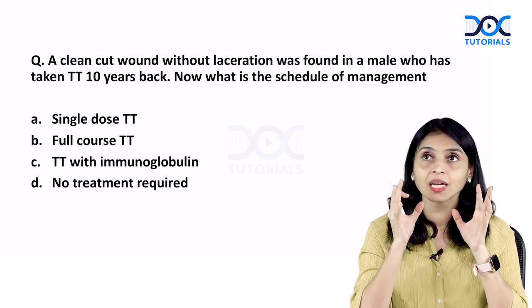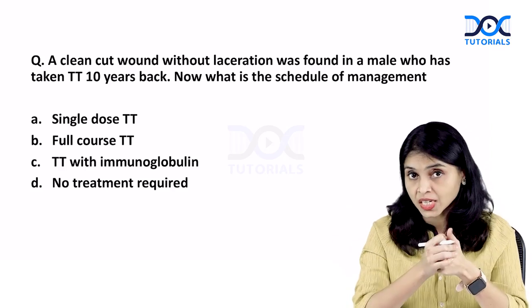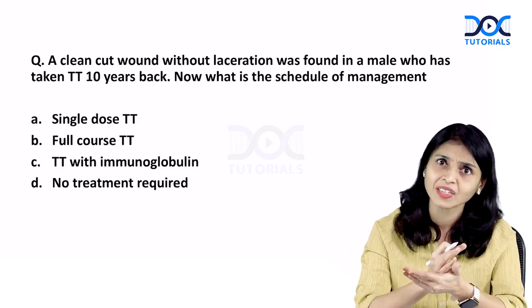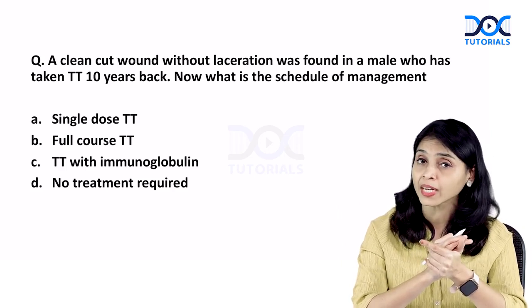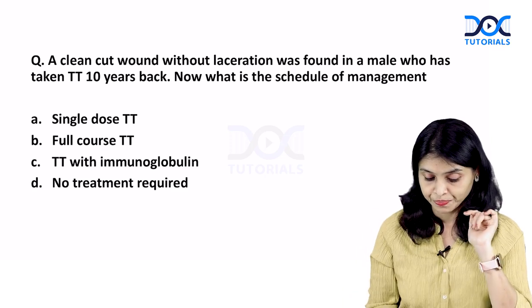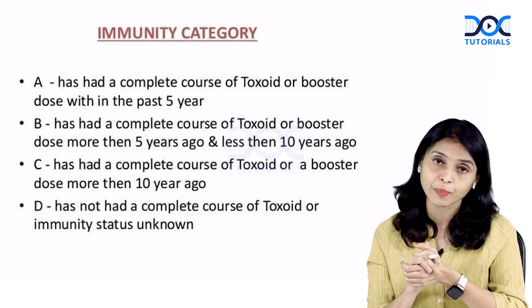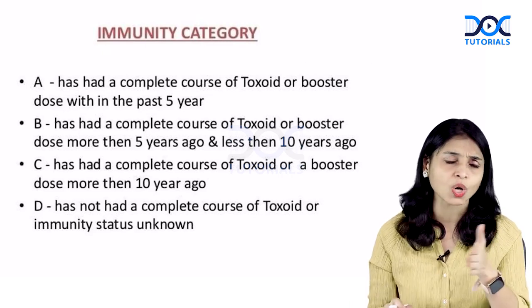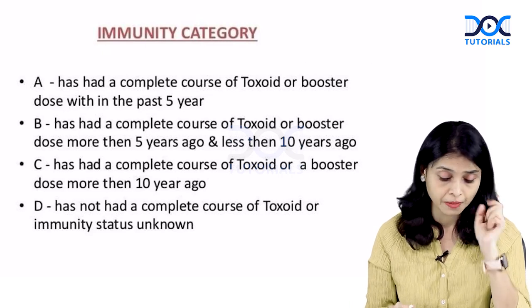We know that when it comes to post-exposure prophylaxis with TT in a wound, 5 years, 10 years, all these play a role, right? So let's see how you are categorizing the immune category. We have already seen this. All these are previous year questions which we have seen.